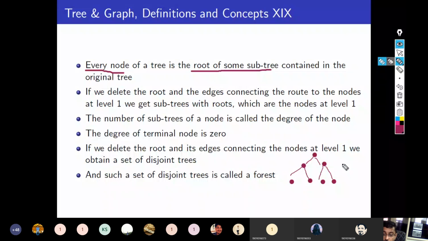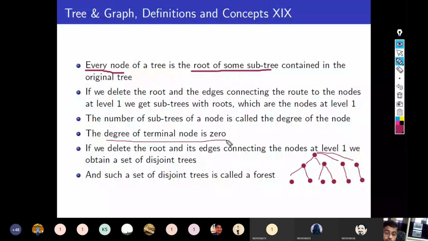So there can be multiple degrees of a node. For example, if I extend this tree now, the degree of this root node is 4, the degree of this node is 2, the degree of this node is 2, the degree of this node is 1, and the degree of this node is also 1, and the degree of all the terminal nodes is 0, right? So the degree of terminal nodes is 0.